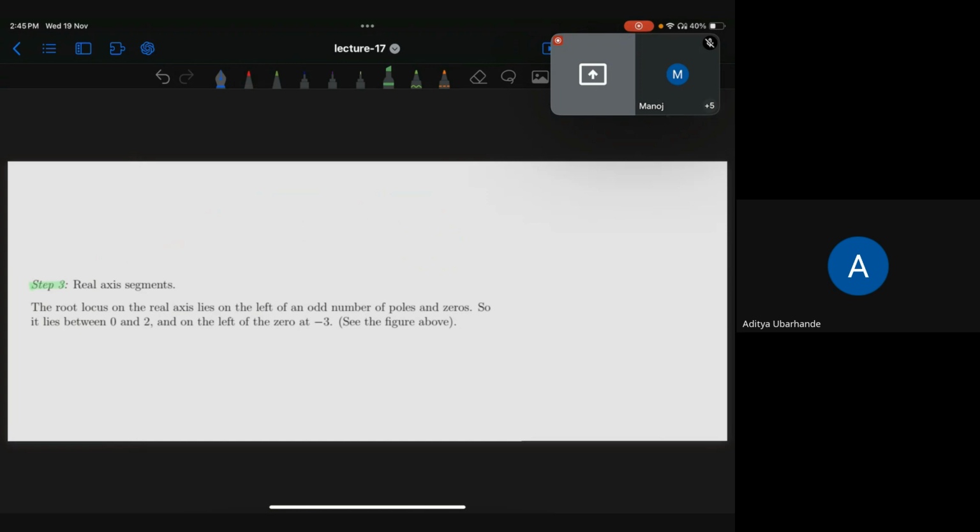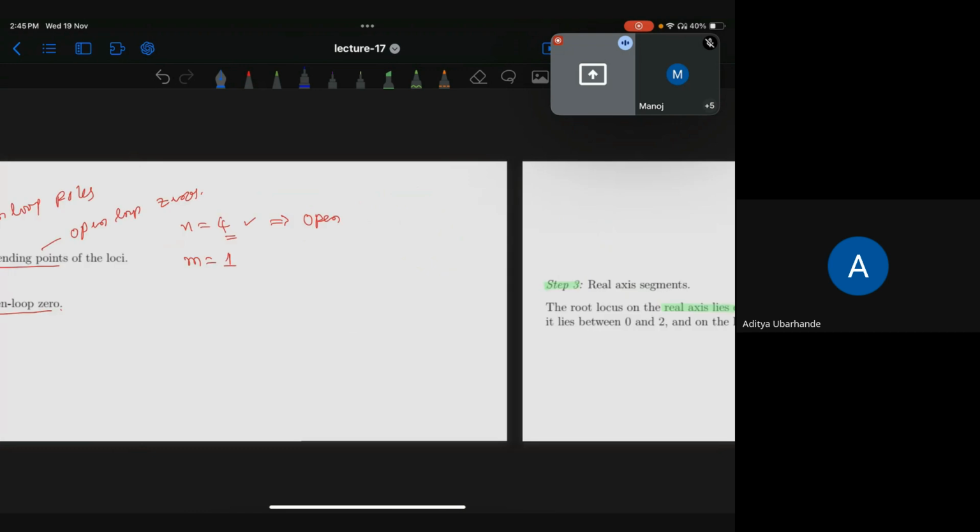Then step 3, we find the real axis segments. The root locus on the real axis lies to the left of an odd number of poles and zeros. It means that here we have the pole locations as, here we have the pole locations.